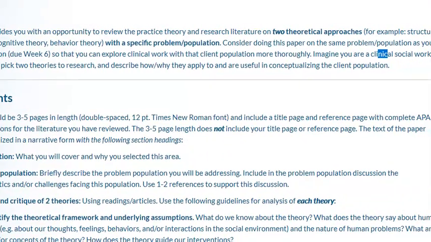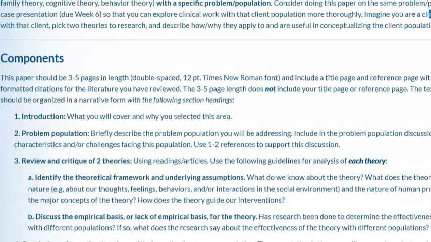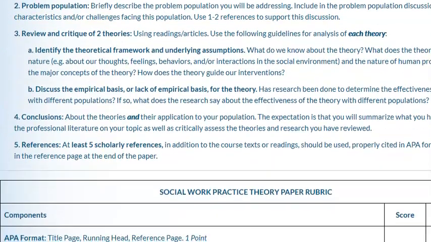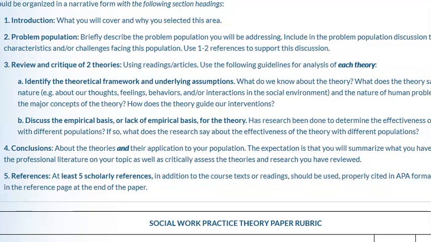The text of the paper should be organized in a narrative with the following section headings. Introduction, what you will cover in this area. 2, the problem population. Briefly describe the problem population you will be addressing. In the problem population discussion, provide the characteristics or challenges facing this population. Specifically, use 1 or 2 references to support this discussion.